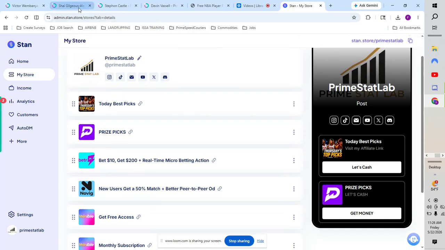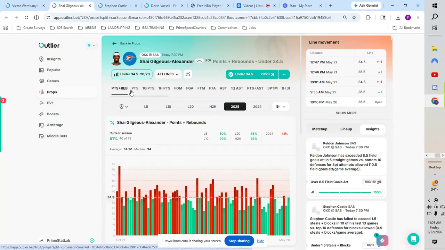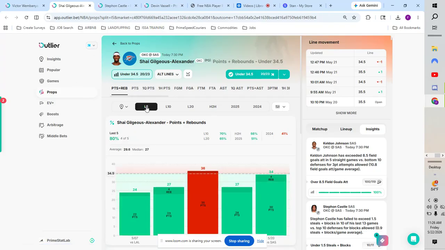Shai Gilgeous-Alexander. Now, this is the exact opposite structure. This is an inflation fade under. Shai needs 35 combined points and rebounds to beat us. Last 5, 4 of 5 went to the under. Average is 29.8, median is 27. That is a massive gap below the market line. And why is that key? The rebounds are unstable. Most people miss that, but because this prop combines categories, if the rebounds stay average, Shai basically needs an elite scoring game to clear.